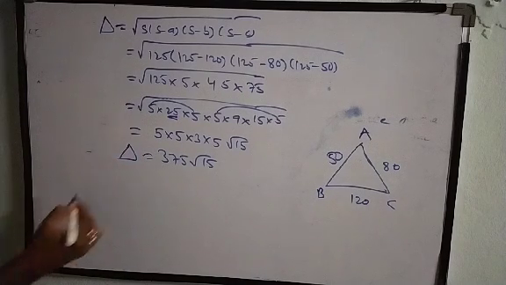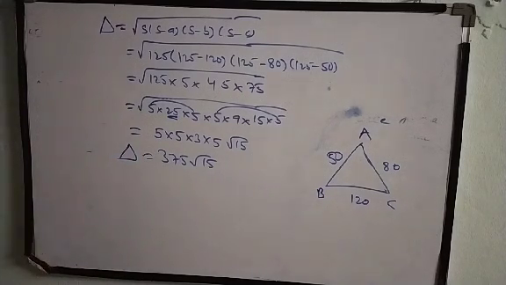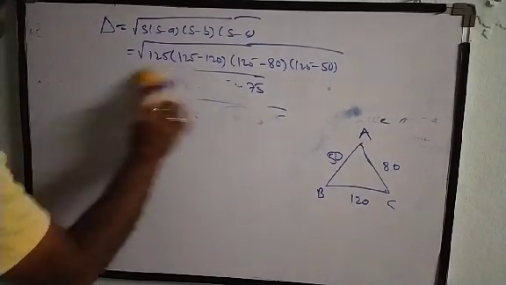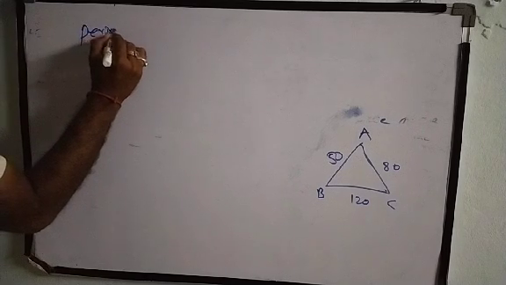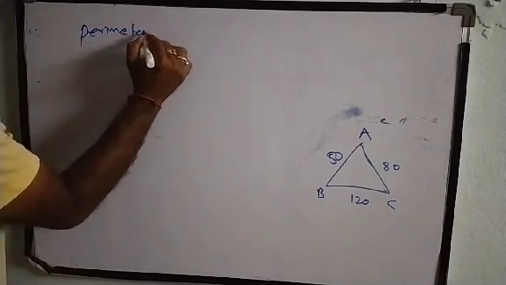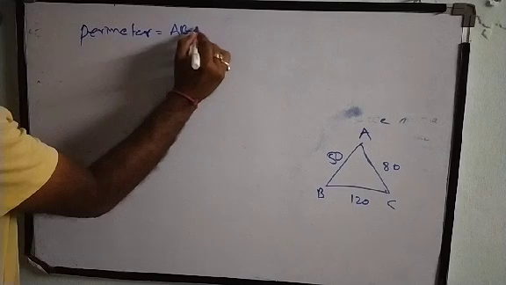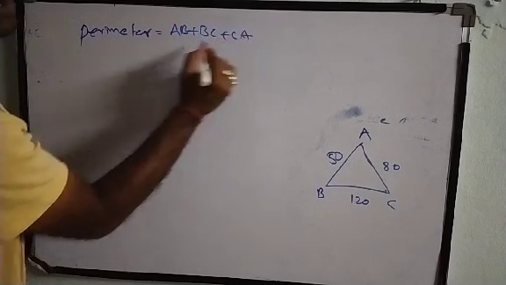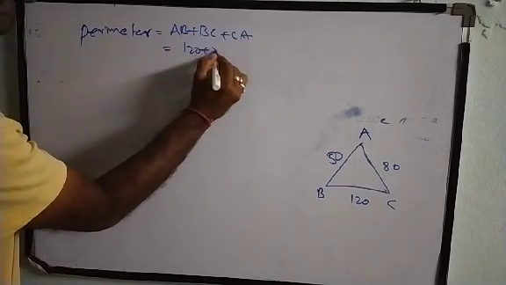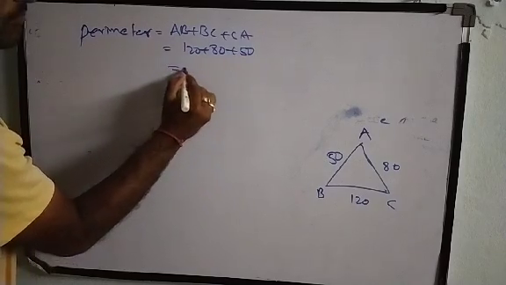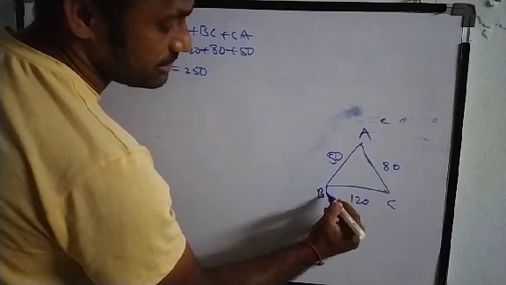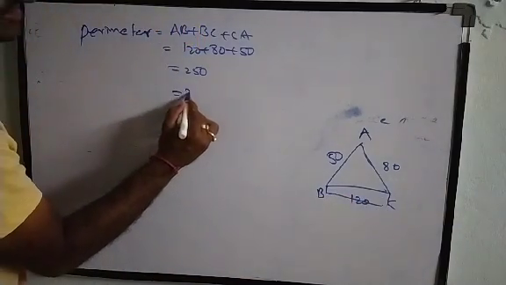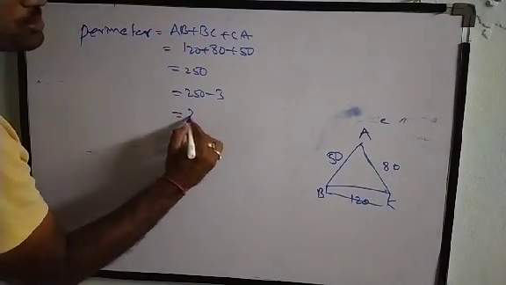So he's asking to find out the cost of fencing also. Now these are the sides. So perimeter is addition of all the sides. So AB plus BC plus CA, that is 120 plus 80 plus 50, which is 250. So from these 250 we are removing from one side for the gate, that is 3 meters we are leaving. So 250 minus 3, which is 247.